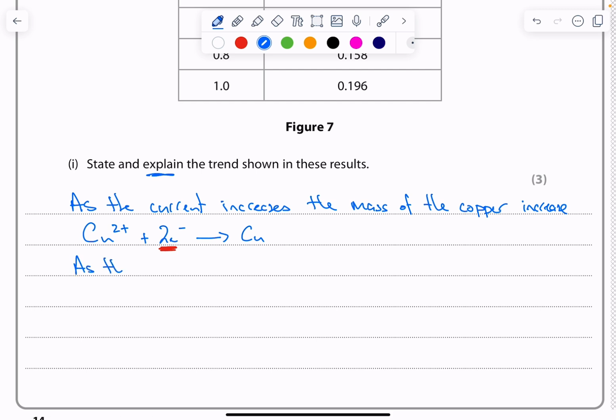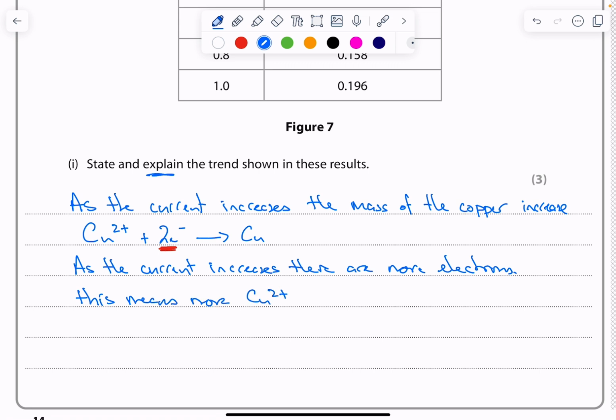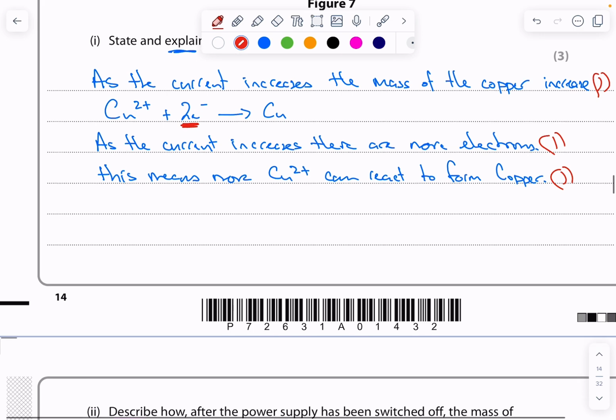So we say here that as the current increases, there are more electrons. This means more copper ions can react to form copper. Okay, and marks wise, we get a mark up here for saying the trend, and then these 2 bits here are the explain section of that.